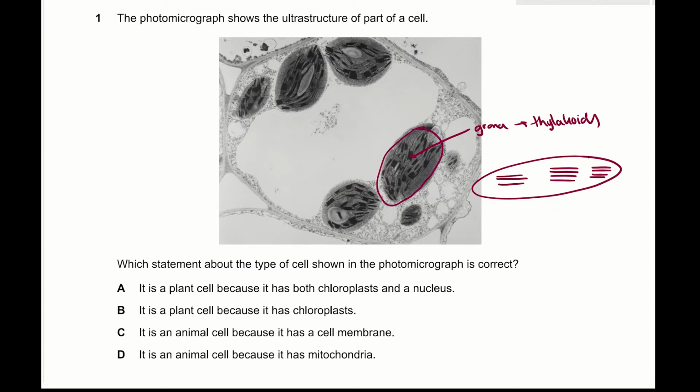A, it is a plant cell because it has both chloroplasts and a nucleus. Now this question was a very common misconception because people thought that this structure here was the nucleus. This is incorrect. This cell surprisingly does not have a nucleus, because if you zoomed in further, you would also see the grana and the thylakoids, which means that this is not a nucleus, however it is a chloroplast. Therefore, A is incorrect, and many candidates place the answer as A. B, it is a plant cell because it has chloroplasts. This is correct. We can only see the chloroplasts visible. Therefore, the answer is going to be B.